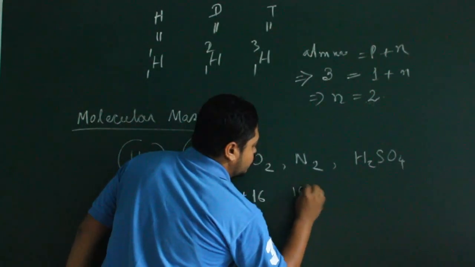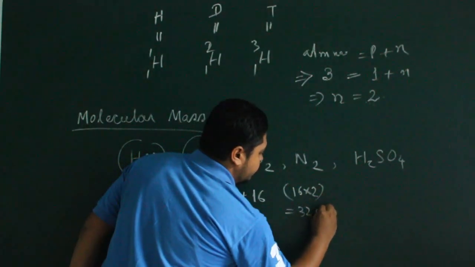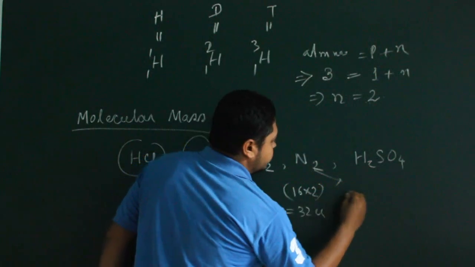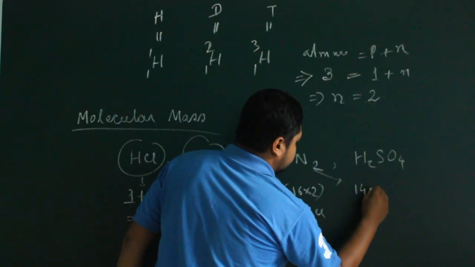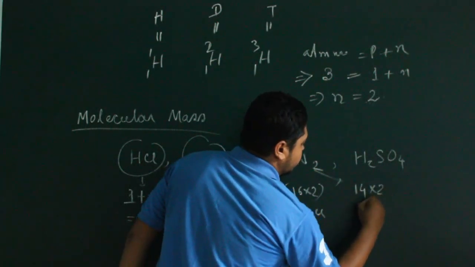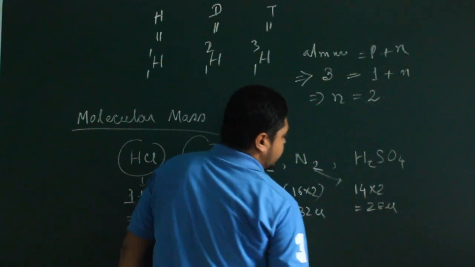So 16 into 2, that means 32 U. And in case of nitrogen, the atomic mass of one nitrogen is 14. There are two nitrogen atoms, so 14 into 2, that means 28 U.